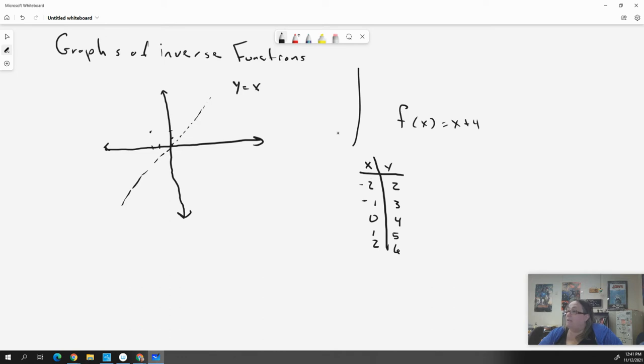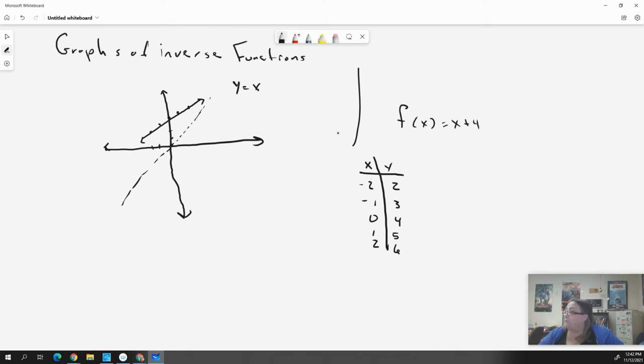And I have a point at -1, 3, and I have a point at 0, 4, and I have a point at 1, 5, right? Each time we're going a little bit higher. Then I have a point at 2, 6, a little bit higher. And I could plot the points of this line, very easy to do.